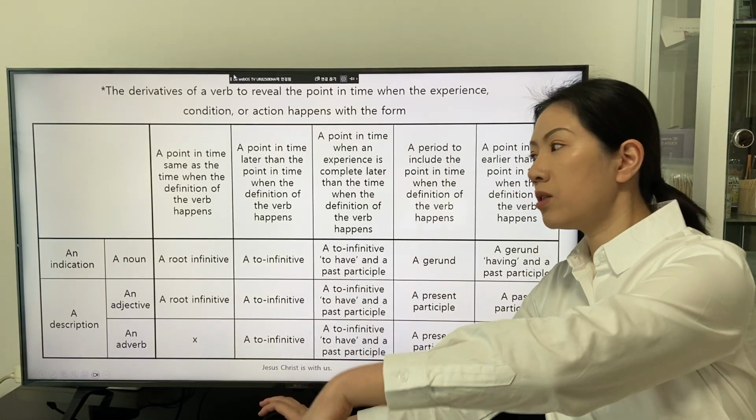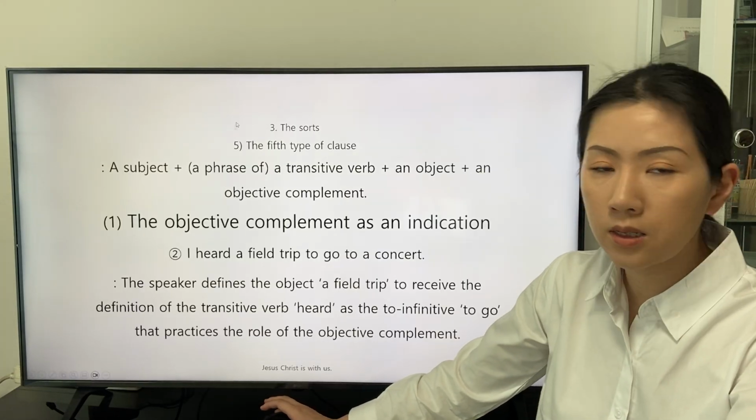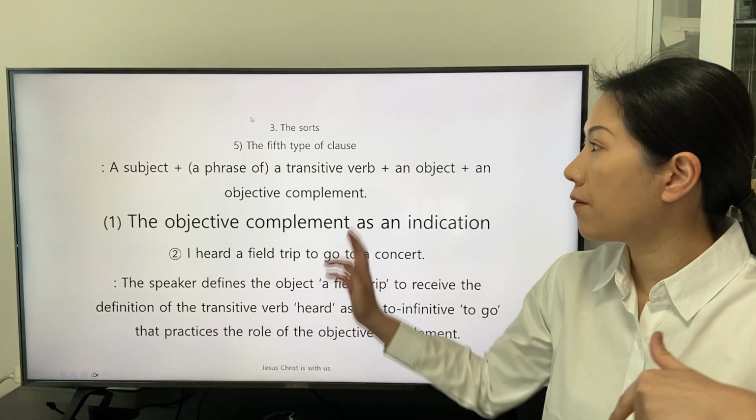According to this chart, we will study more about the fifth type of clause.